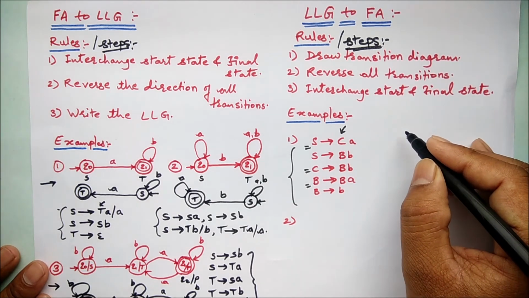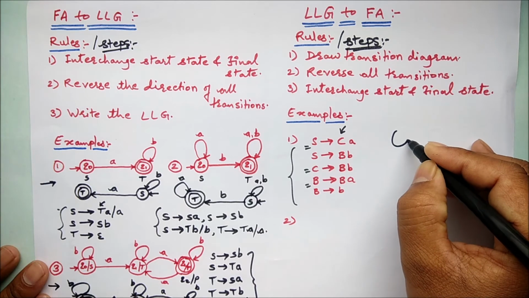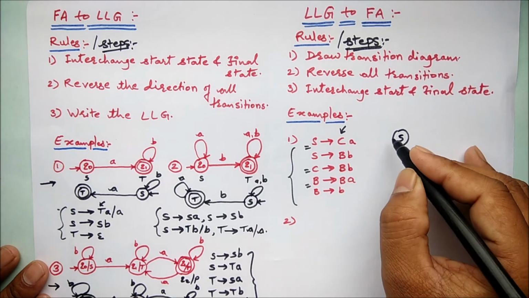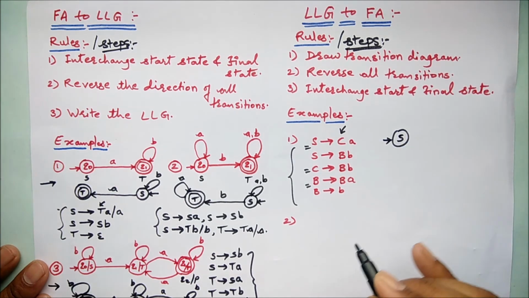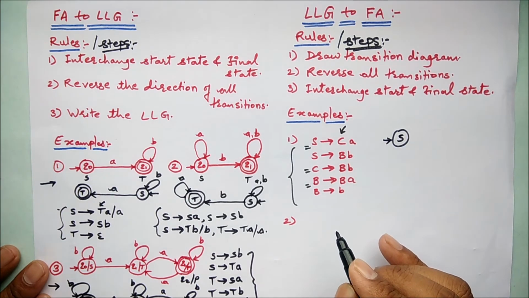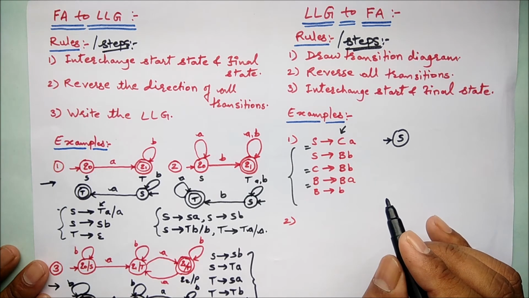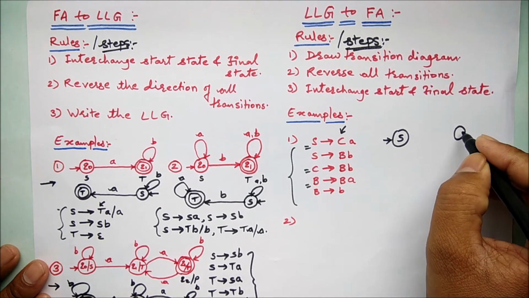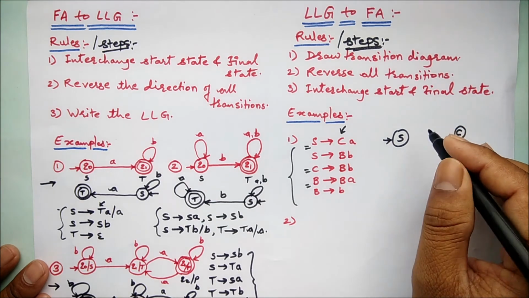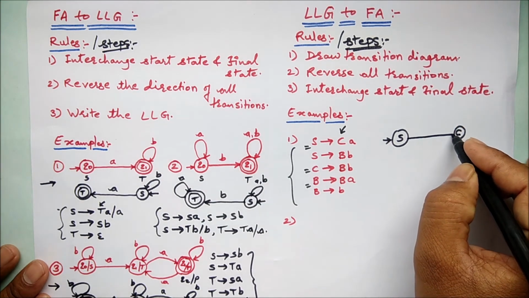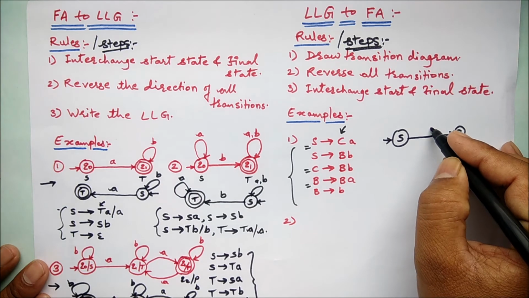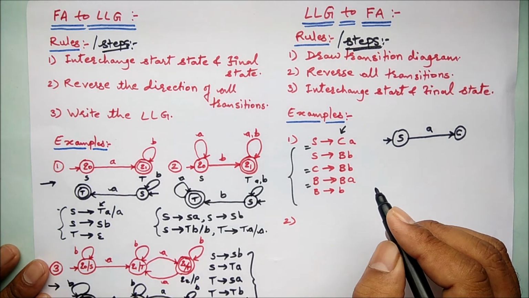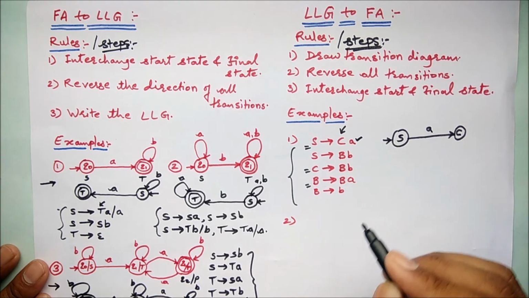As we know, this is my S, and it is my initial state, and S gives me a C A. So let's draw another state, and let's call it C, as S is transiting to C with input symbol A. Right, so this finishes the first production rule.